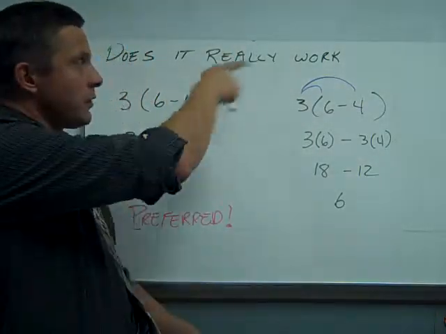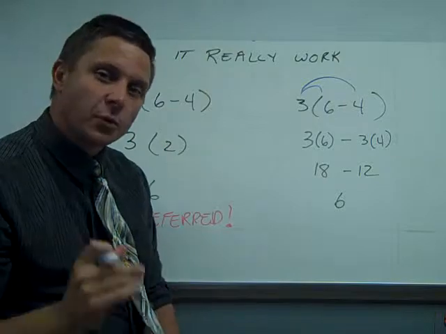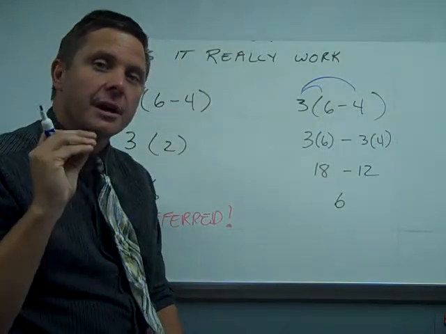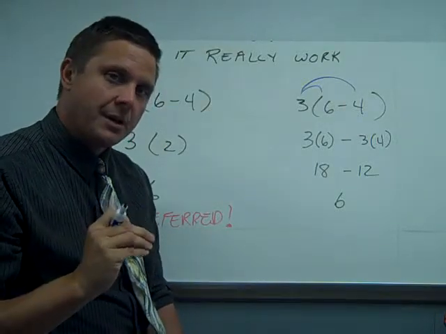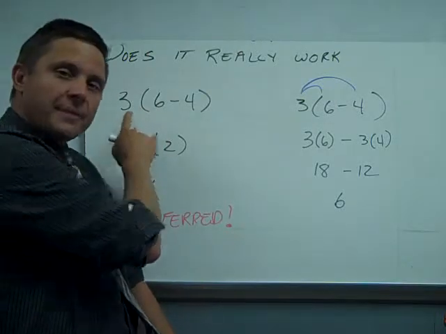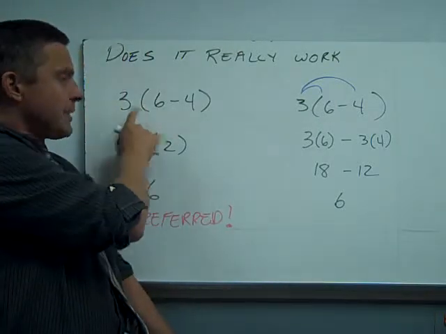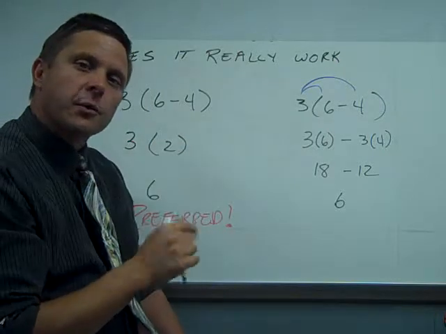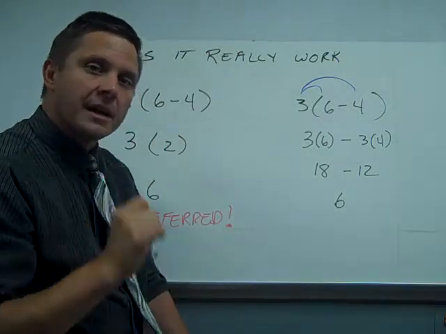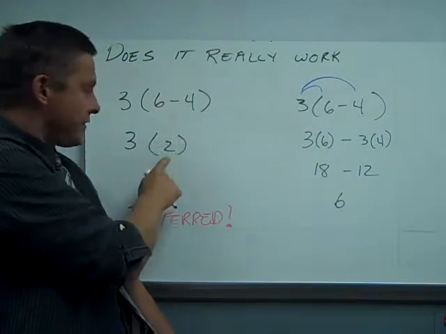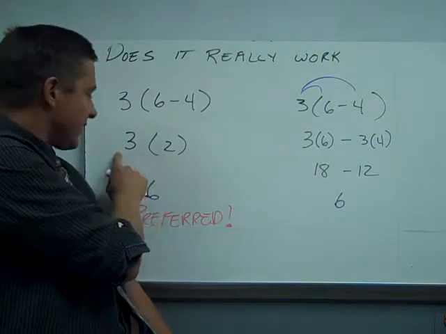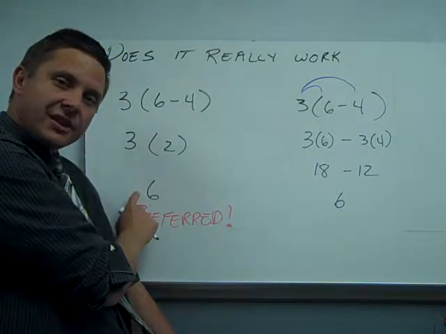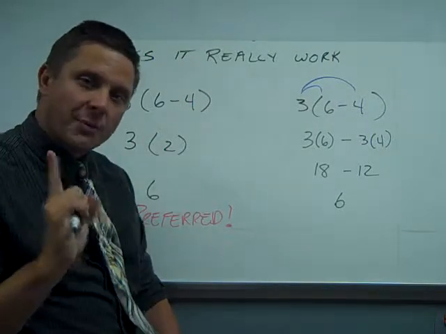But the question is, does it really work? And I think the easiest way to explain it, and a lot of times the books start this way, is to use numbers. Now, if I had 3 times the quantity 6 minus 4, I would view that as 3 times the quantity 6 plus negative 4. I would make 6 minus 4 into 2, and 3 times 2 is 6. This is the preferred method.